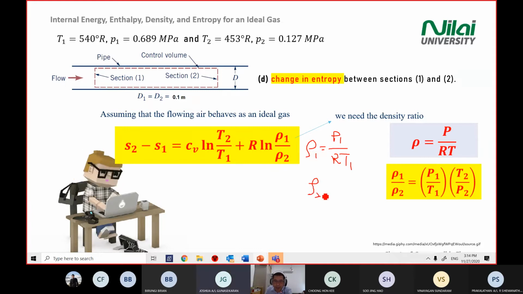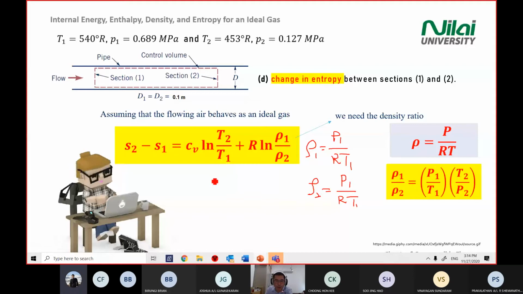Then yes, we can write row 2 also. Row 2 divided by RT1, correct? Yes. So we have this ratio. We have R, we don't need to change. R is always the same. R is the constant value. You can put 1 and 2, but actually R1 and R2 are the same, so you don't need to change the equation.